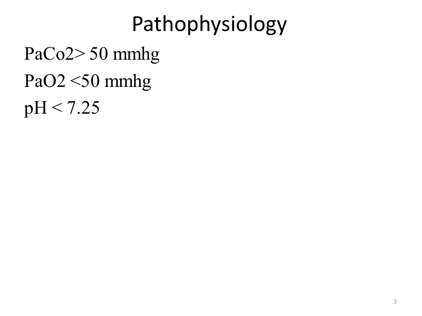The PaCO2 will reach above 50, the PaO2 less than 50, and the pH less than 7.25, which indicates hypoxemia with respiratory acidosis.